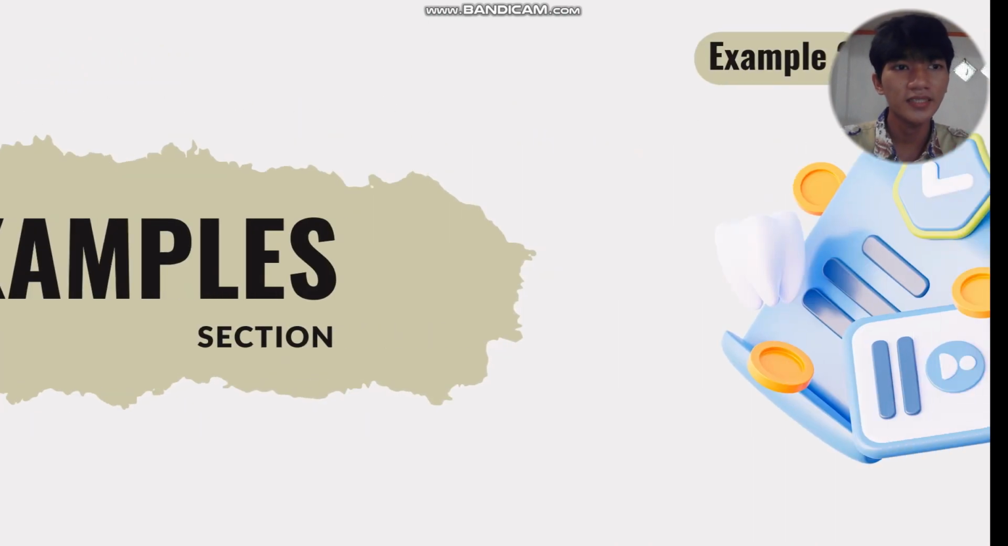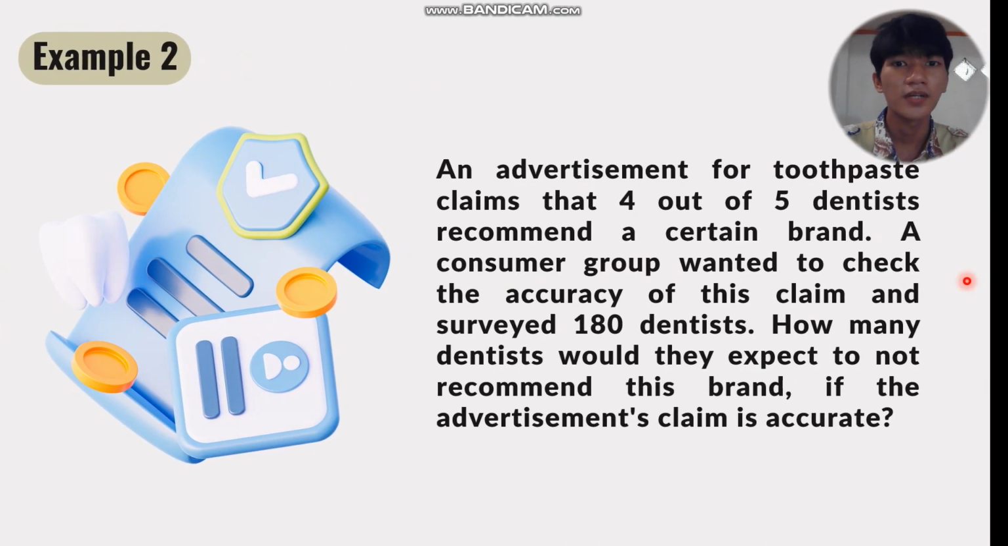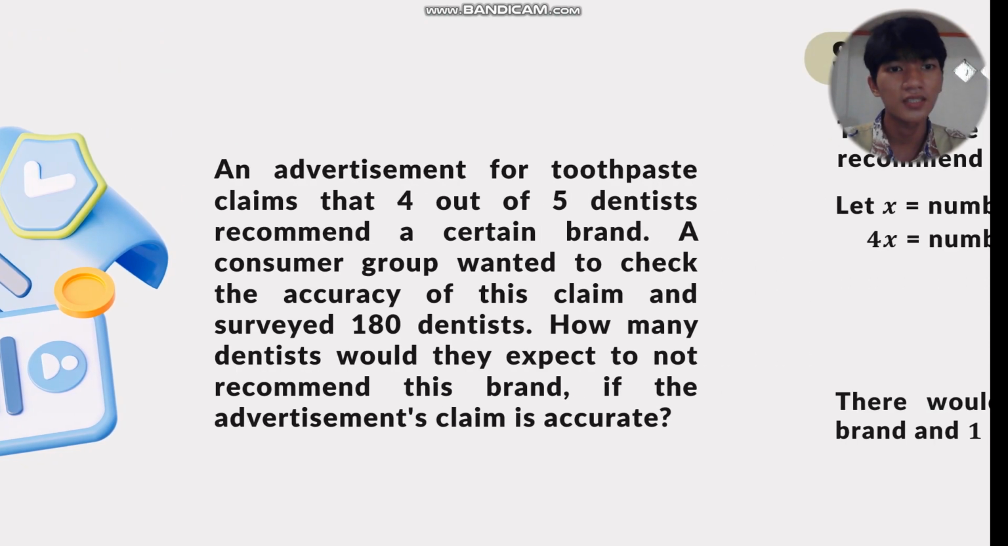Next example section. Example number 2. An advertisement for toothpaste claimed that 4 out of 5 dentists recommend a certain brand. A consumer group wanted to check the accuracy of this claim and surveyed 180 dentists. How many dentists would they expect should not recommend this brand if the advertisement's claim is accurate?